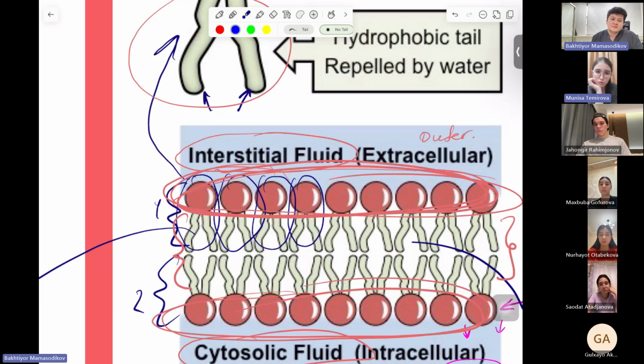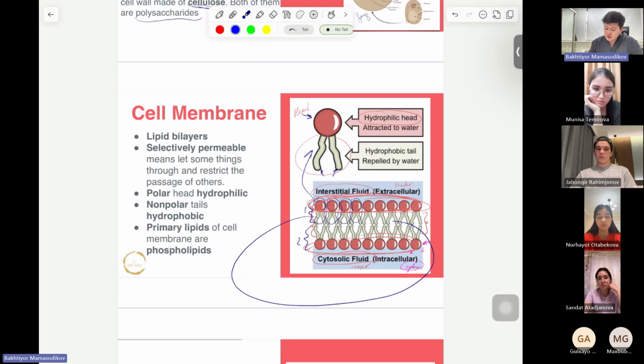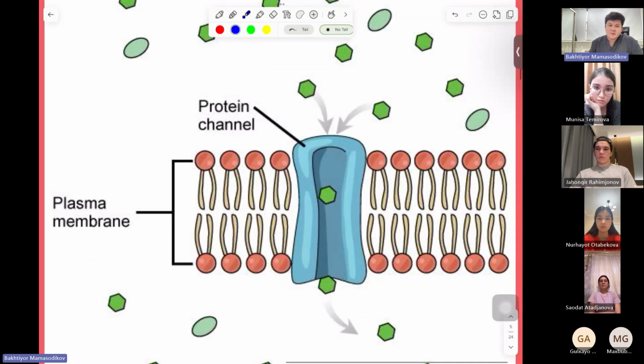Has holes. Little holes. Holes, yes, exactly. They can be holes, so they can be channels, right? So in the membrane, there can be channels which transport the water molecules or other molecules which are hydrophilic, right?